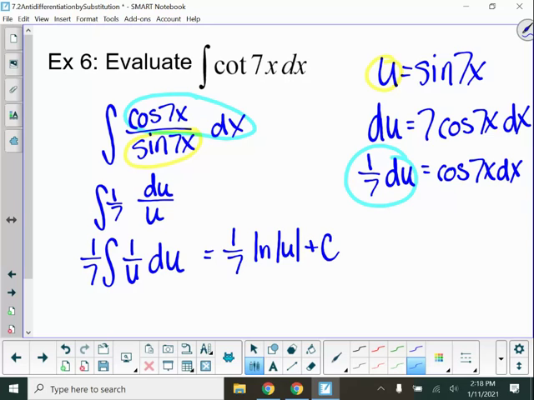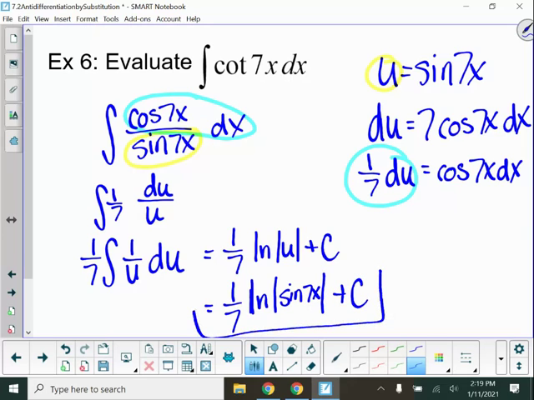Once you put that in there, the only thing left to do then is substitute in for the u value. So this is going to be 1/7 natural log of the absolute value of sine of 7x and then plus c.